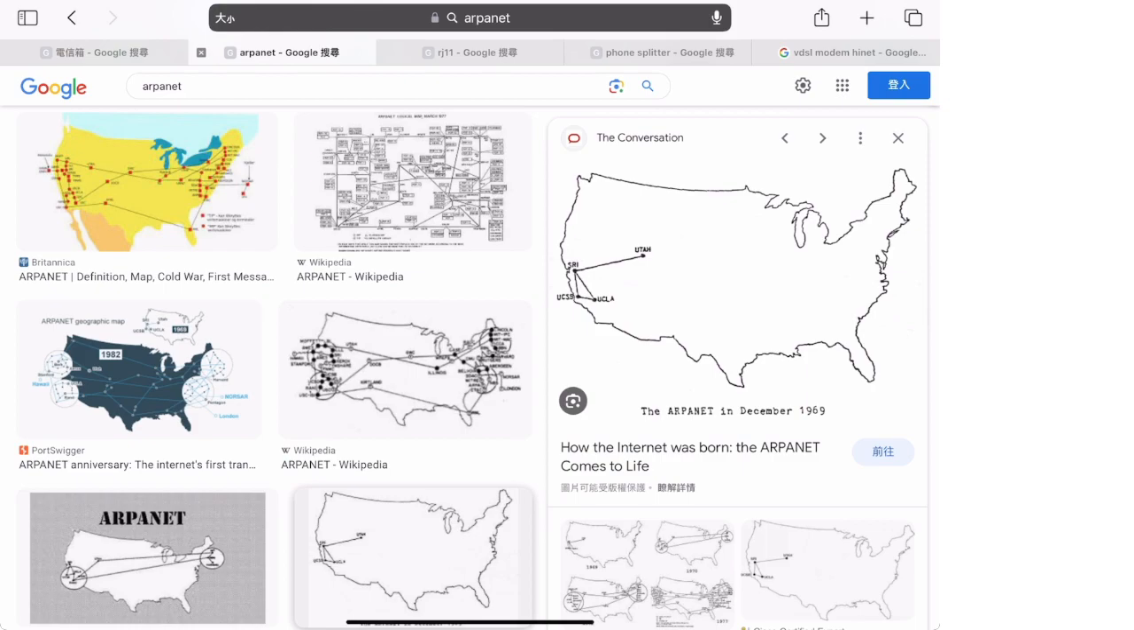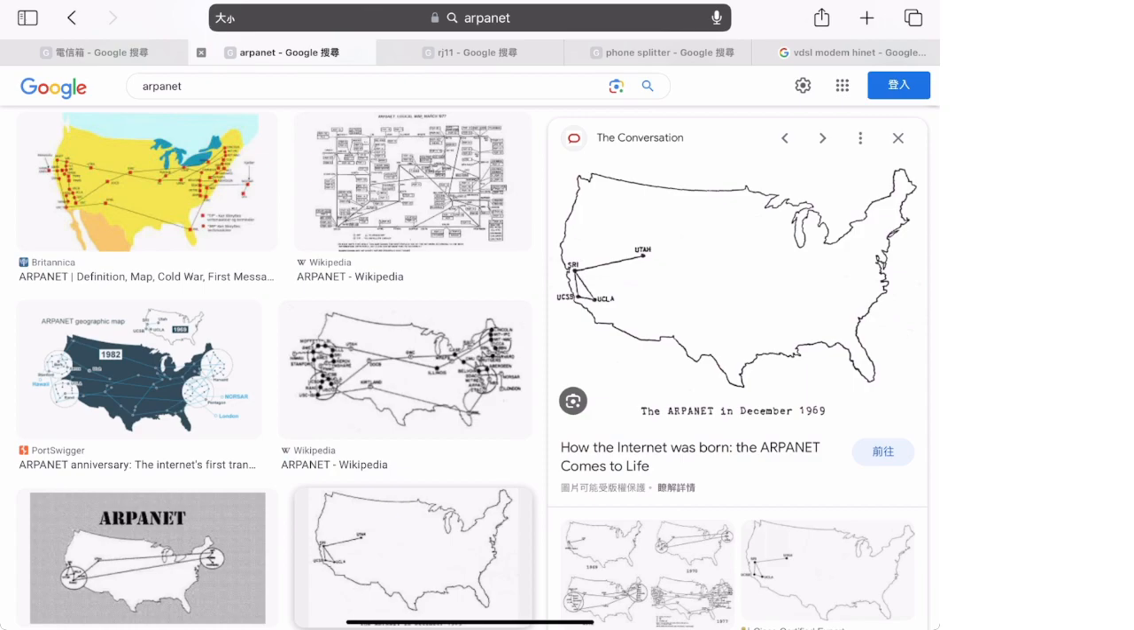Make sure you understand that 1969 is the year that human beings went to the moon. In that year, there are four universities: UCLA, UCSB, Stanford, Utah. They have some valuable research messages that they would like to share with each other. So they built the very first internet, and at that time we called it ARPANET.